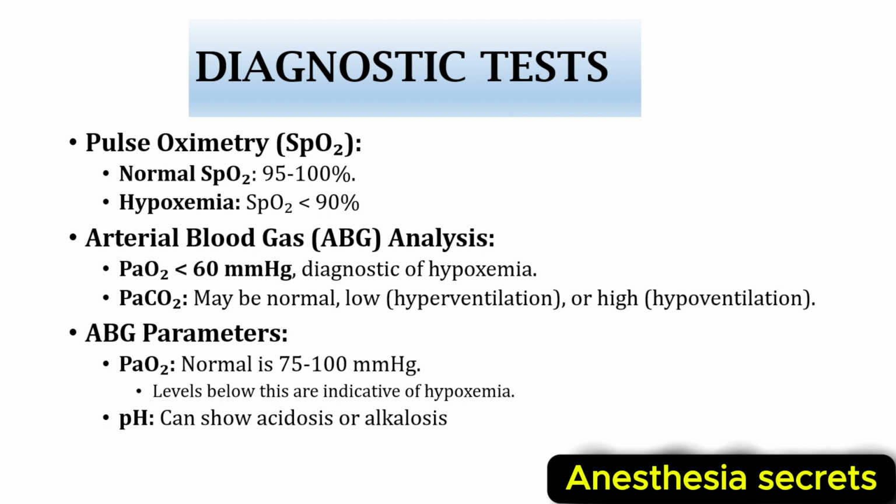you know that it provides a more accurate measurement of oxygen levels, PaO2, and the carbon dioxide levels, which is the PaCO2. When the PaO2 is less than 90 millimeters of mercury, we say that this is typically diagnostic of hypoxemia.